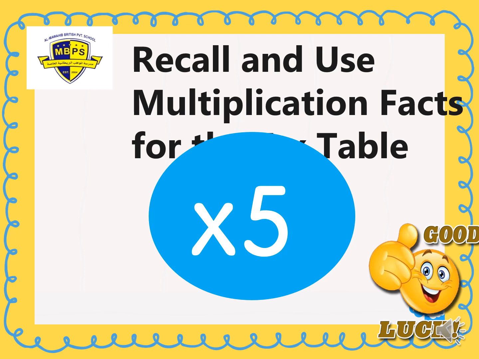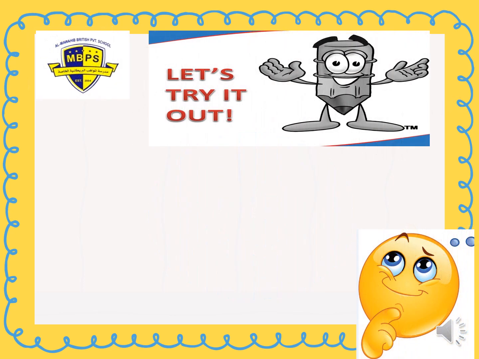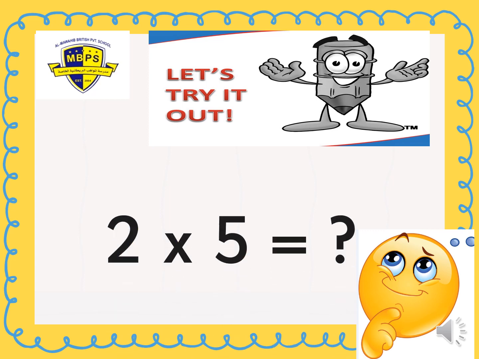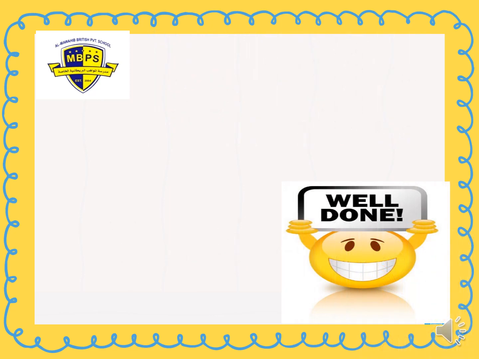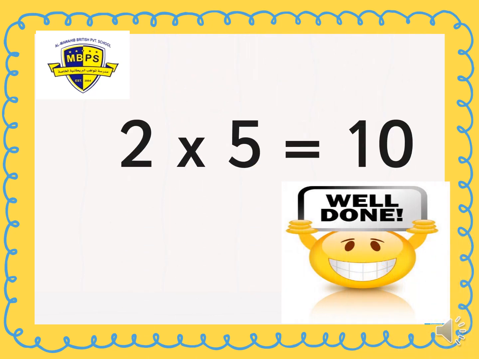Are you ready? Do you know the multiplication table 5? Skip counting by 5 will help you to give answer to the following questions. Let's try it out. 2 multiplied by 5 equal what? Try to think. If you have 2 times 5, 2 groups of 5 equal what? Very good. 2 by 5 equal 10.